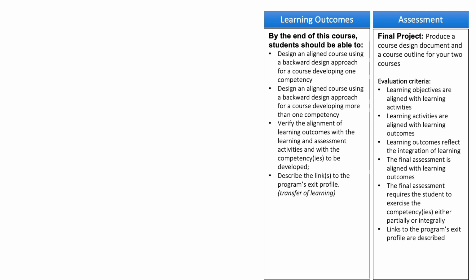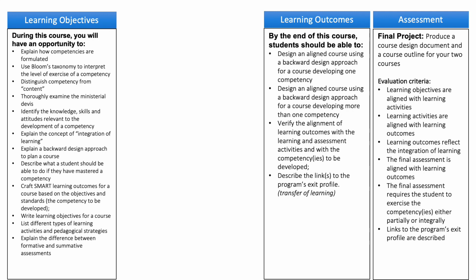So knowing where the student will be going, I can now determine how I'm going to get there. I'm writing learning objectives to guide my lesson from lesson to lesson. During this course, the student will have an opportunity to explain how competencies are formulated, use Bloom's taxonomy to interpret the level of exercise of a competency, distinguish competency from content, etc. There are a lot more learning objectives that did not fit on this screen.